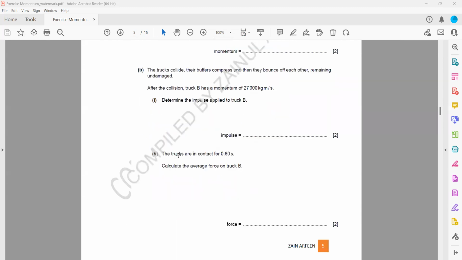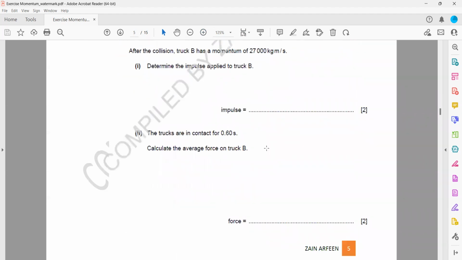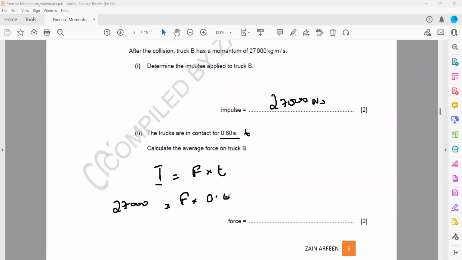The next part: the trucks are in contact for 0.6 of a second. Calculate the average force. So if we know the impulse, as we calculated here, which was 27,000, we have the time, we need the force. So impulse equals force multiplied by time. So impulse is 27,000, force we don't know, and the time is 0.6. 27,000 divided by 0.6. What's the answer? It is 45,000.